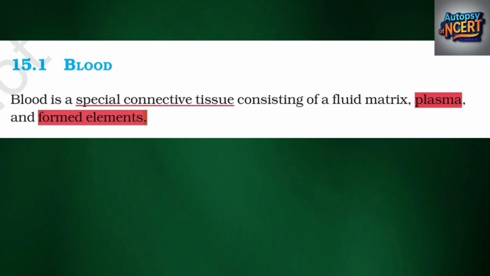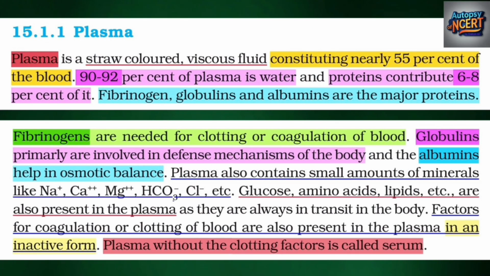15.1 Blood. Blood is a special connective tissue consisting of a fluid matrix, plasma, and formed elements. 15.1.1 Plasma. Plasma is a straw-colored, viscous fluid constituting nearly 55% of the blood. 90 to 92% of plasma is water and proteins contribute 6 to 8% of it. Fibrinogen, globulins and albumins are the major proteins. Fibrinogens are needed for clotting or coagulation of blood.